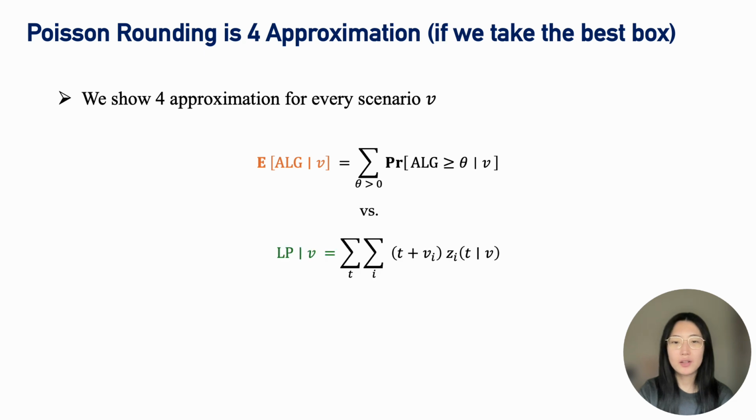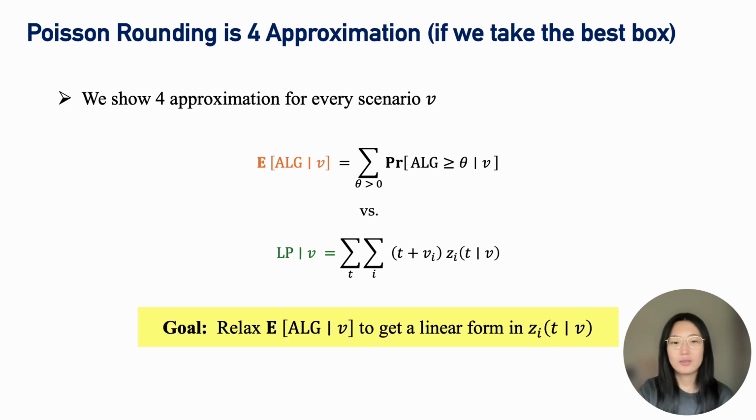And recall that the cost of the linear program in scenario v is the sum over time t and over boxes i of (t plus v_i) times z_it. And this benchmark is only related to z variables without the x variables. And in addition, it is linear in z. So our goal is to try to relax the expected cost of the algorithm to get a linear form in z.